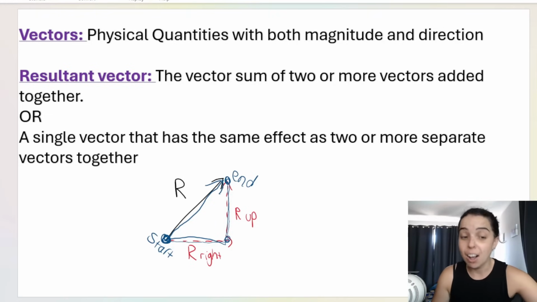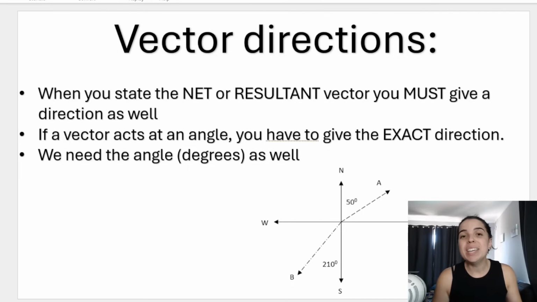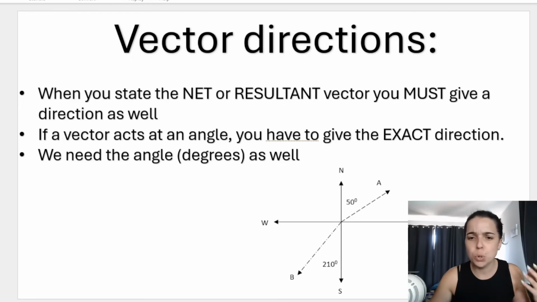But you need to know how to calculate a resultant vector. Before we get into how to calculate a resultant vector, it's very important for you to understand how to quote or how to state the direction of a vector. There's different methods for stating the direction of a vector. Okay, now you might be thinking, ma'am, what are you talking about?